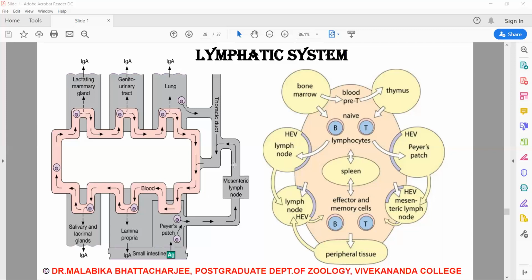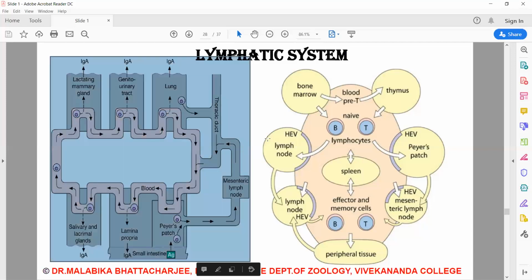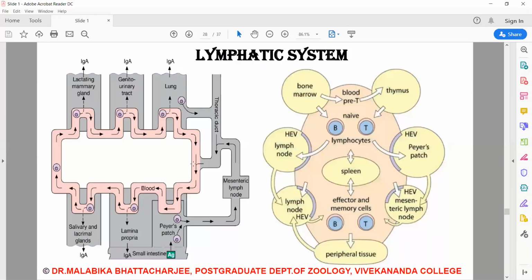As you can see, let us imagine. So this is the mesenteric lymph node, thoracic duct, lung, genitourinary tract, lactating mammary gland, salivary gland, lamina propria, Peyer's patch. Now let us see. There is an antigenic exposure in the small intestine. So the message is being taken over, and you can see the movement of the lymphocytes. Just follow it. My cursor is moving. So it moves here. It comes into the blood.